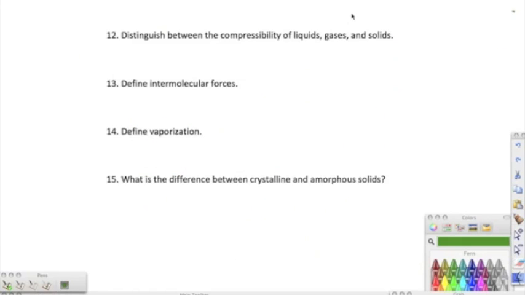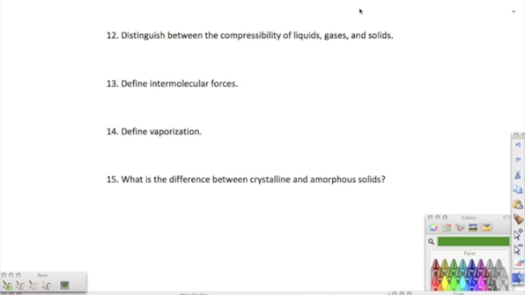Alright guys, moving on to number 12, it says distinguish between the compressibility of liquids, gases, and solids. Remember that solids are non-compressible, liquids are semi-compressible, meaning they can be compressed a little bit more than solids can, and gases are very compressible. We can compress them the most.